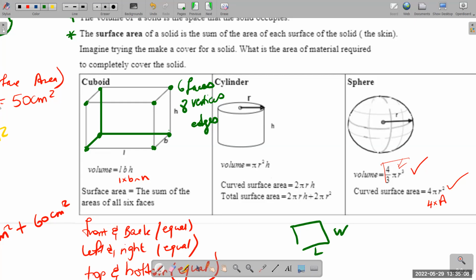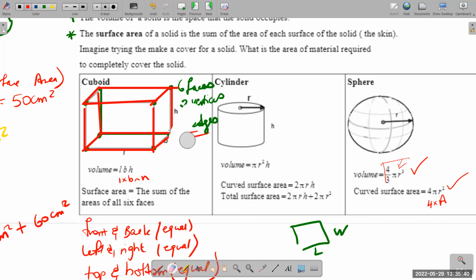All right, so let's count. Edges are the lines. So let's see how many edges we have. 1, 2, 3, 4, 5, 6, 7, 8, 9, 10, 11, 12. Excellent job, everybody. 12 edges. Sometimes they ask questions like that, so I needed to make sure, okay?